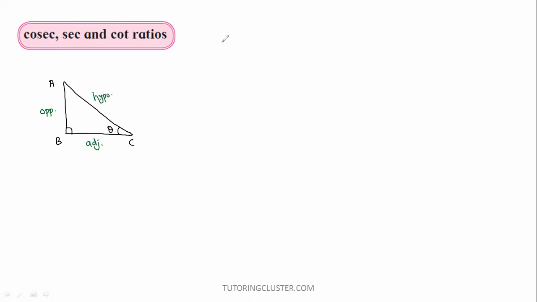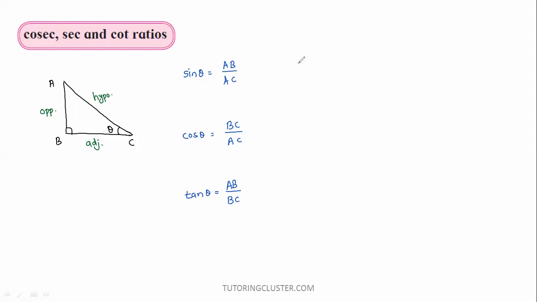Okay. Now till now we have talked about sine theta. What will be sine theta from the figure? It will be AB upon AC. Then what will be cos of theta? It will be BC upon AC. And what will be tan of theta? Opposite side upon adjacent side. Okay. Now I am defining three more trigonometric functions.